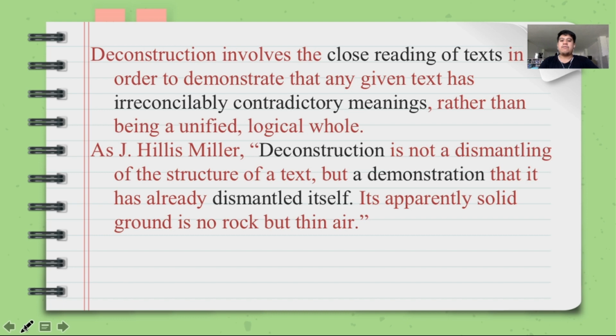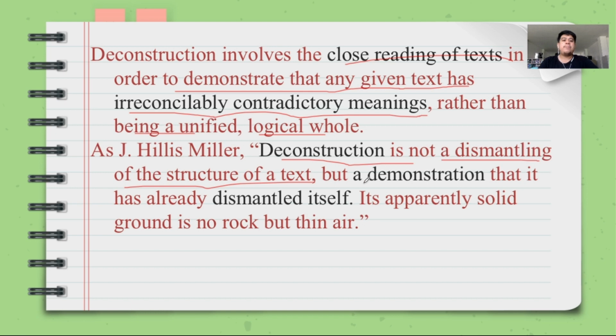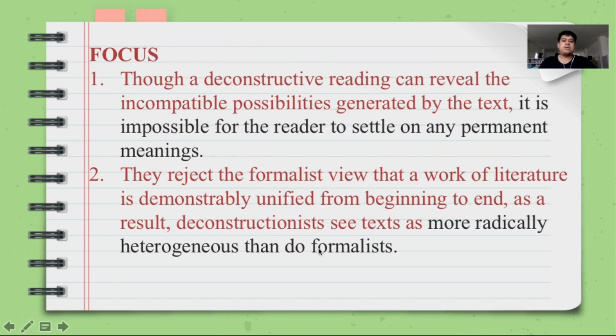So deconstructionism, just like formalism or new criticism, involves the close reading of texts in order to demonstrate any given text as having irreconcilably contradictory meanings rather than being a unified or logical whole. As J. Hillis Miller said, deconstructionism is not a dismantling of the structure of a text, but a demonstration that it has already dismantled itself. Okay? Its apparently solid ground is no rock but thin air. Okay, let's see why. So the focus is the following. Through a deconstructive reading, it can reveal the incompatible possibilities generated by the text. It is impossible for the reader to settle on any permanent meanings.